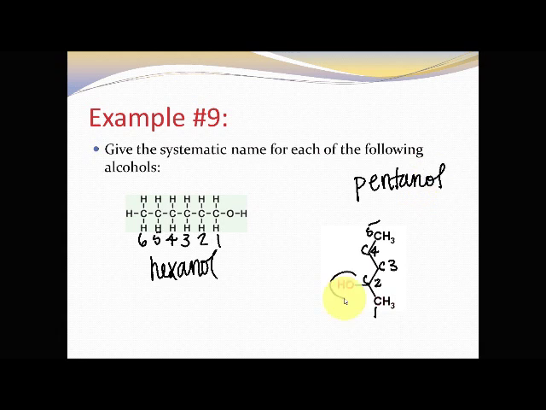And since the OH group is on the second carbon, we say 2-pentanol, and that's the name.